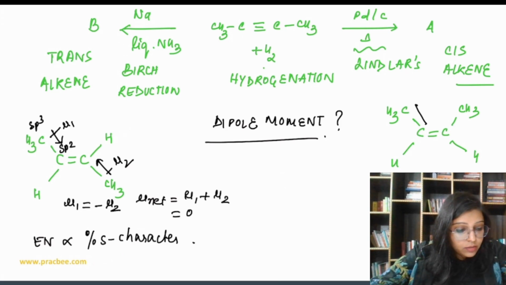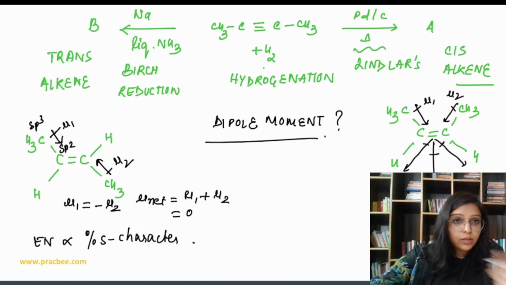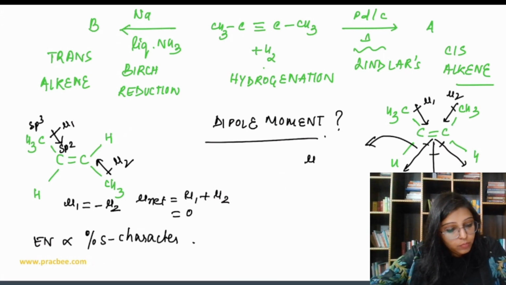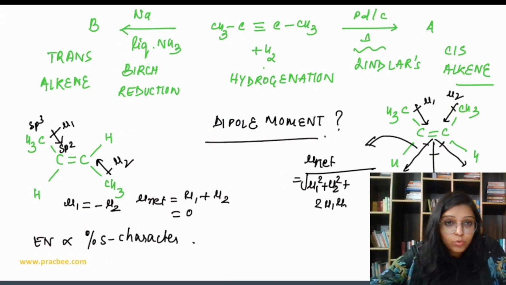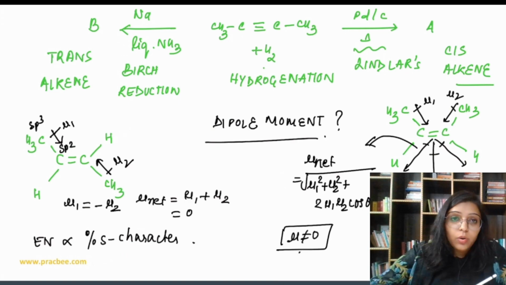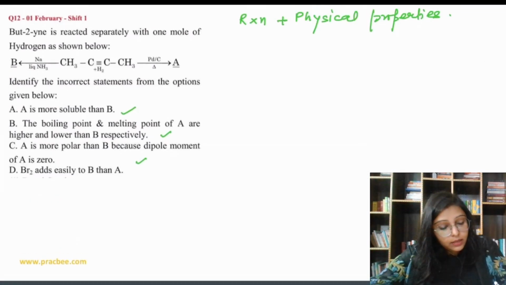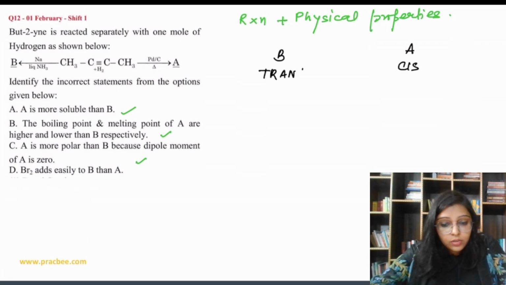Okay, now if you see over here, mu1 here, mu2 here. So mu2 is going to be in this direction, mu1 is going to be in this direction, so mu net is going to be in this direction. Understood? So here mu net is equal to under root mu1 square plus mu2 square plus 2 mu1 mu2 cos theta, right? So in that way we can find out the dipole moment is not equal to 0. Okay beta, it means we have B, we have A. A is cis, this is trans. So here dipole moment is equal to 0, here dipole moment is not equal to 0.